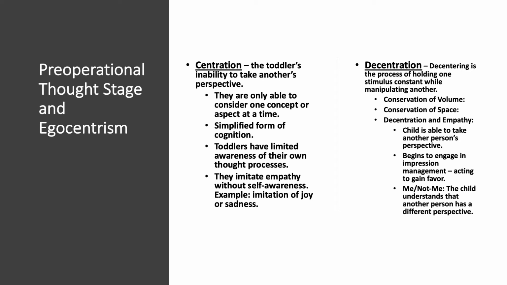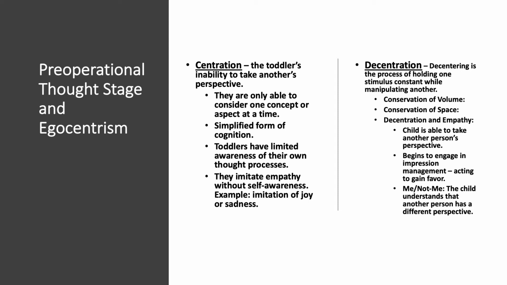Now, one characteristic of toddlers in the preoperational thought stage is centration, which leads to egocentrism. One of the limitations in the toddler is the inability to take another person's perspective. They're only able to consider one aspect of a situation at a time. So this is a really simplified form of cognition. Toddlers have very limited awareness of their own thought processes. That's metacognition, so they don't have much metacognition. They don't think about the problem they're solving. They don't think about what another person's thinking.